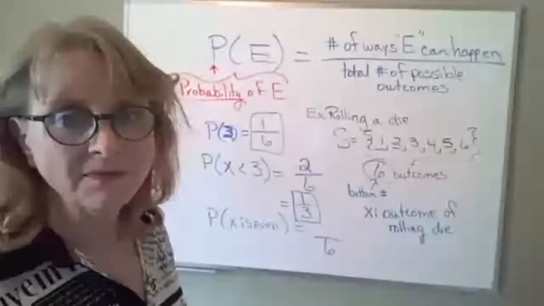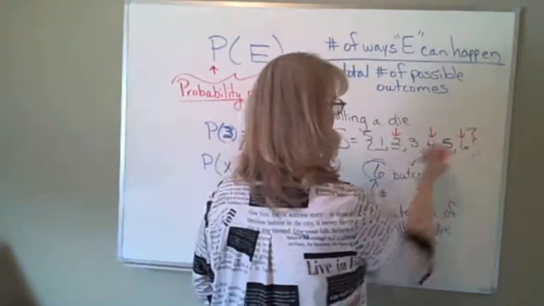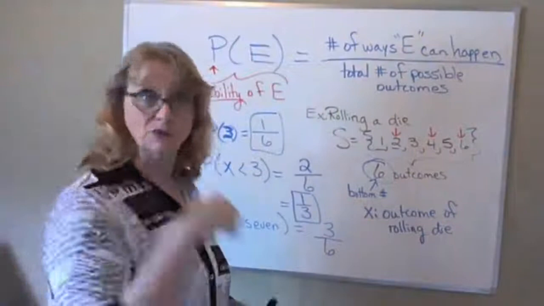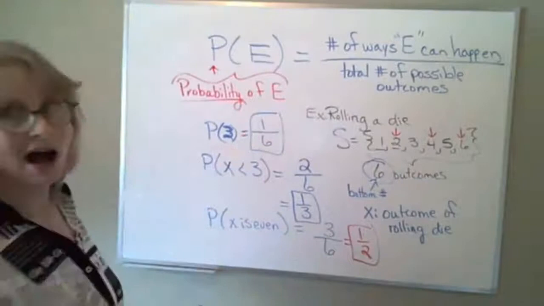Say that again, Christina. 3. 3, right? Because 3 of them are even. The ones that are even are 2, 4, and 6. Those are the even ones. There's 3 of them. Remember, you're counting how many outcomes meet the restriction. So 3 out of 6, which we would reduce to half of them. Half of them are even. That would also be the probability that we roll an odd, right? Because half of them are odd. Half are odd and half are even.